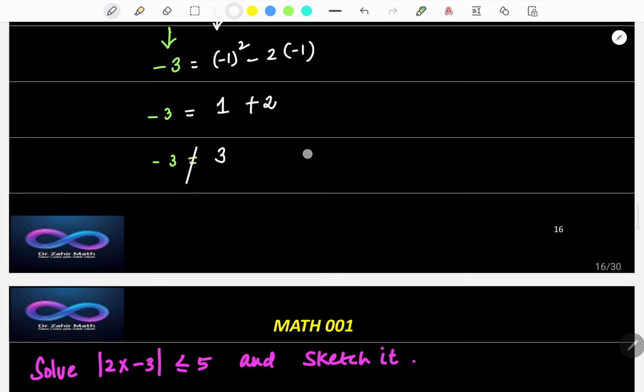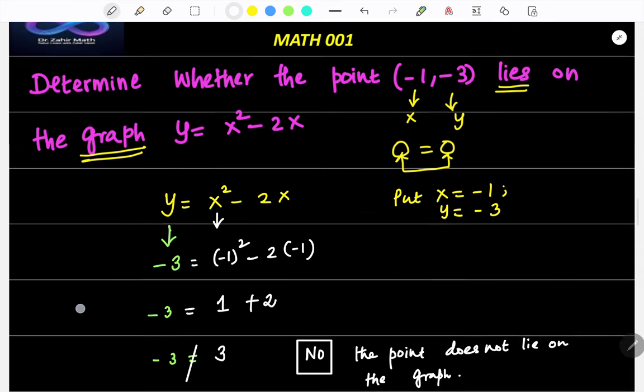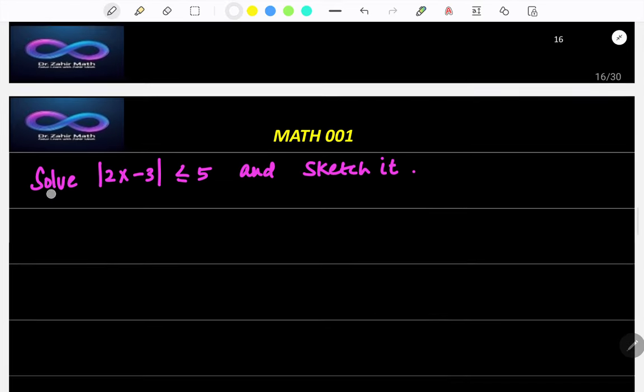No. So therefore, you're going to write the answer is no. So no need, but I'll write: the point does not lie on the graph. The point does not lie on the graph. Teacher, I have to write this in easy English? No need, okay? Just write only the answer no. That is enough, okay? Right. So keep in your mind, this is the question, whether the point lies on the graph.